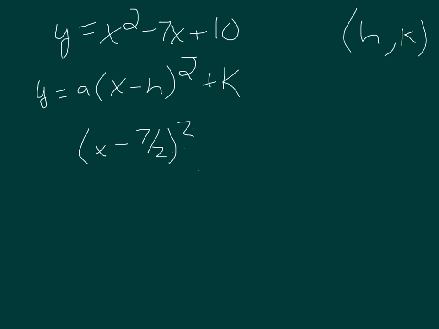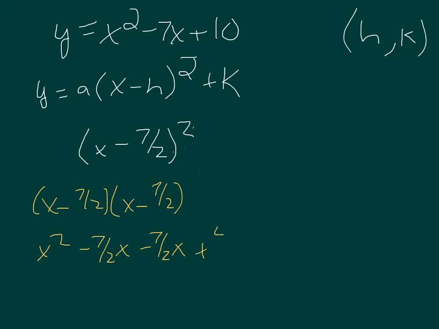Okay? So if I have negative 7 halves x, in other words, x minus 7 halves times x minus 7 halves, x times x is x squared, x times negative 7 halves is negative 7 halves x, negative 7 halves x is here, and then I have a 49 over 4. So these inside simplify to negative 7x, which is what we have. Okay, but when I do that, not only do I have a negative 7x, but I have a 49 over 4. Now my value of 10, I'll put it back here, I have a 10 out here.